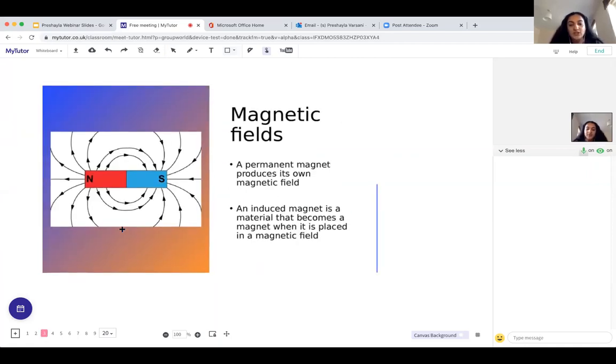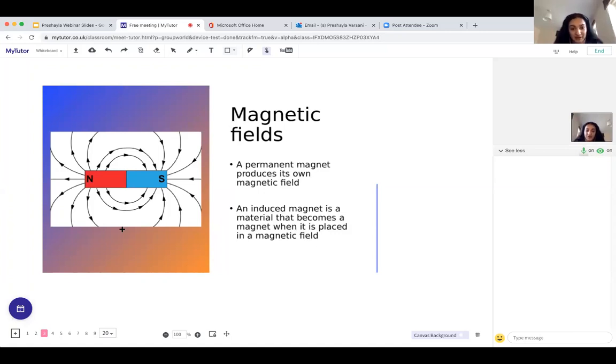Okay, so moving on to magnetic fields. We know that a bar magnet or any permanent magnet produces its own magnetic field. So if we have a bar magnet just sitting on the table, it has a magnetic field around it. And anything that we put into that magnetic field feels that magnetic force. So a permanent magnet produces its own field around itself.